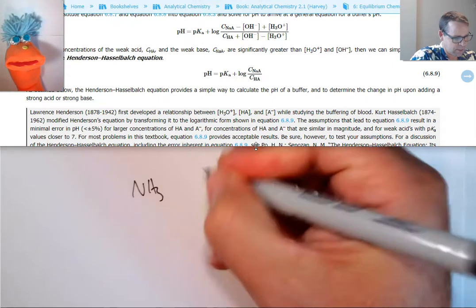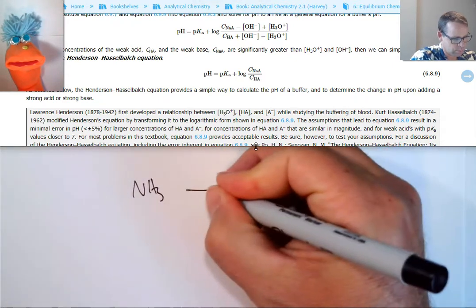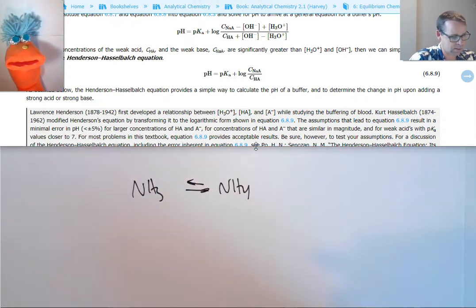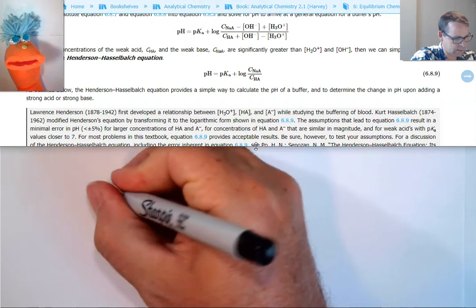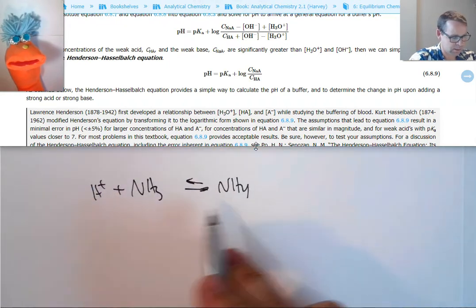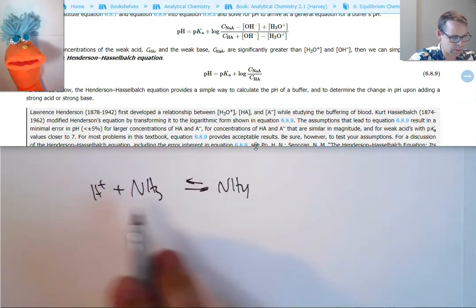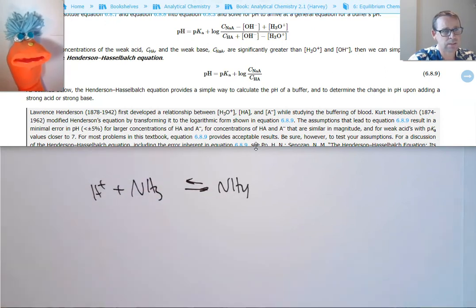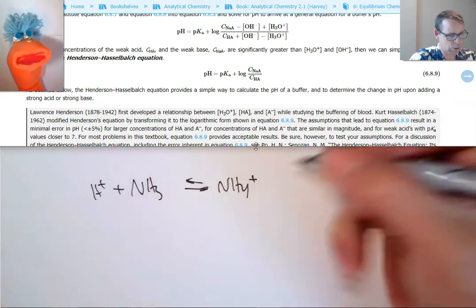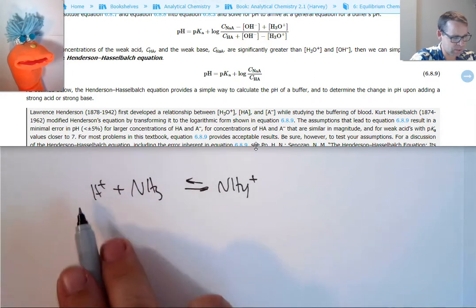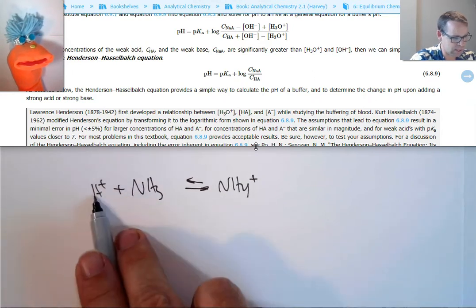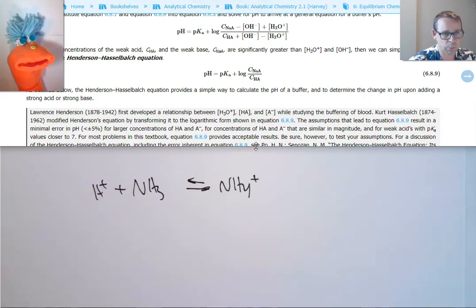NH3 and NH4. Think about the equilibrium that exists there, right? And then you'll realize this has to be the H plus over here. And so which one of these is behaving as an acid? The NH4 plus. That's right. It's giving up the proton. Here, NH3 is taking the proton to form NH4.